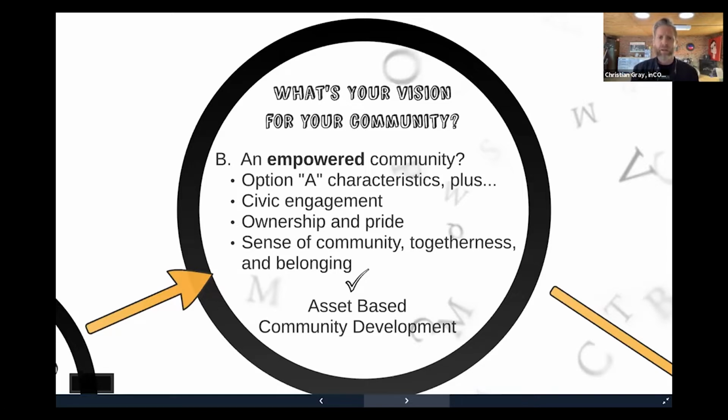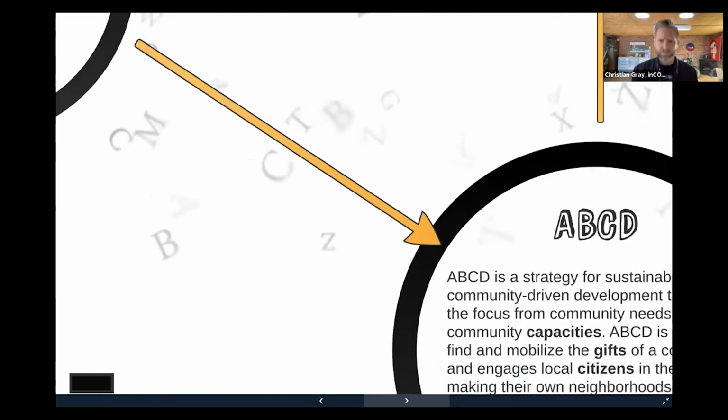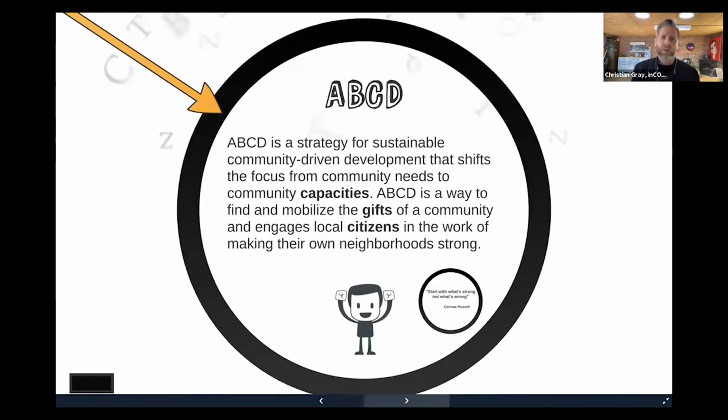The trade-off with asset-based community development, just to be fair, straight out of the gate, is that it's a much slower process. It's much more difficult to organize people around the neighborhood transformation than just doing it yourself. But these are the benefits you get, I believe, if you take this particular process known as asset-based community development, or ABCD in short.